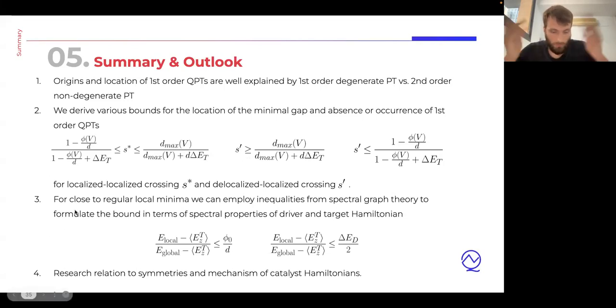And it's somewhat more speculative, but if we are allowed to assume that our low energy states are fairly well described by somewhat regular graphs or Hamiltonian graphs, then we can also get bounds on when we would expect to see localized transitions for entire problem classes. And further research that would be interesting would be to analyze the relation to symmetries, as well as extend this analysis to investigate the mechanism of how catalyst Hamiltonians work.